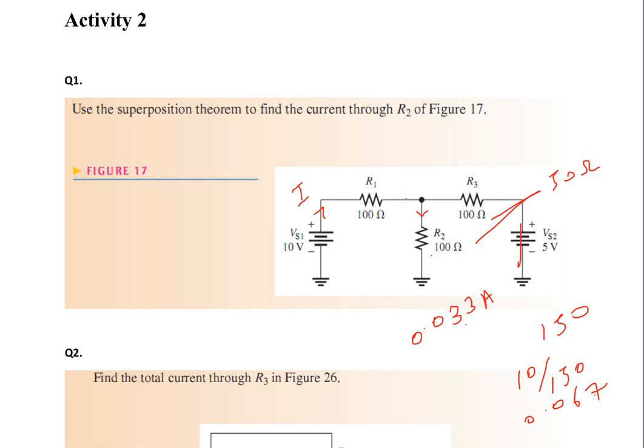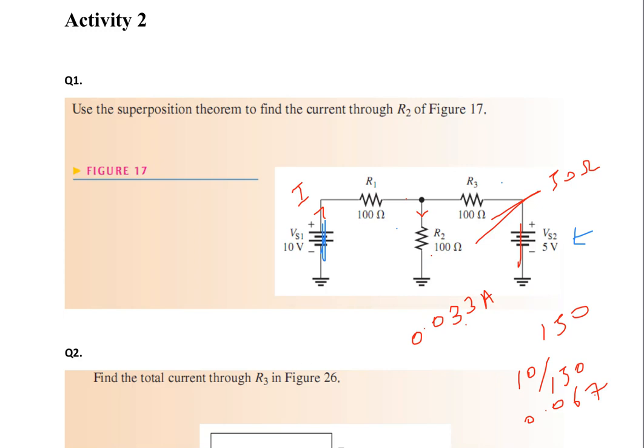Now, guys, consider the next one. So now we short circuit this branch, like this. Now we consider this power source. When we consider it like this, what will be the total resistance again? So this is 100. Again, here it is 50. It will be 150, right? Yeah, exactly the same.